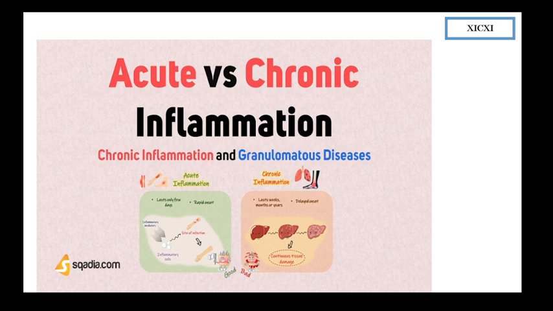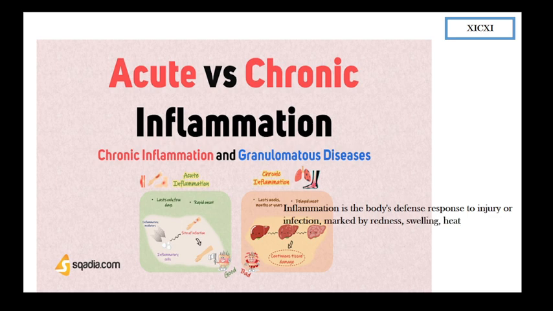Today's video is going to talk about acute and chronic inflammation. Usually inflammation is the body's defense mechanism in which a pathogen is alive in the body, and then the body uses its innate immunity to fight against those pathogens. Inflammation is the body's defense response to injury or infection, marked by redness, swelling, heat, pain and tissue repair. So those are the characteristics of inflammation.